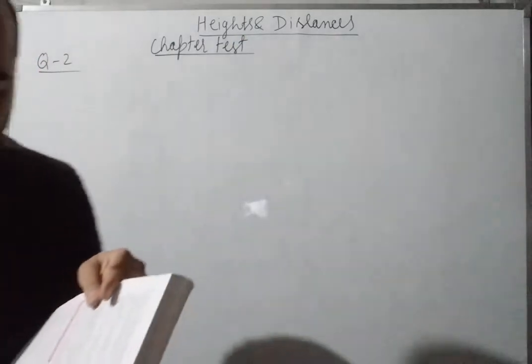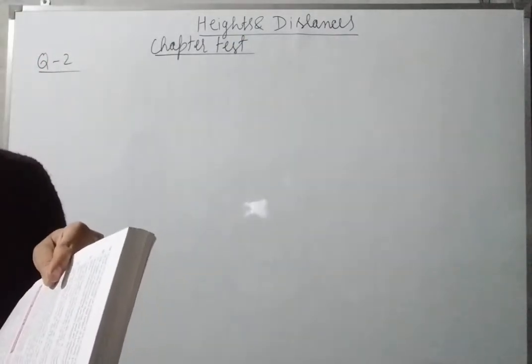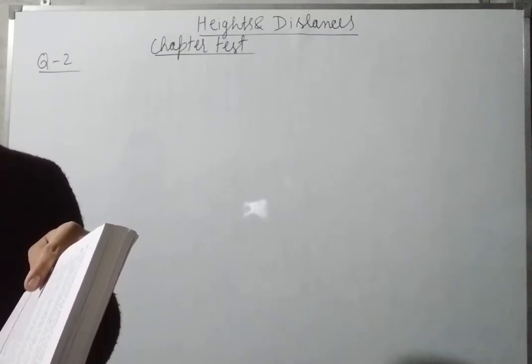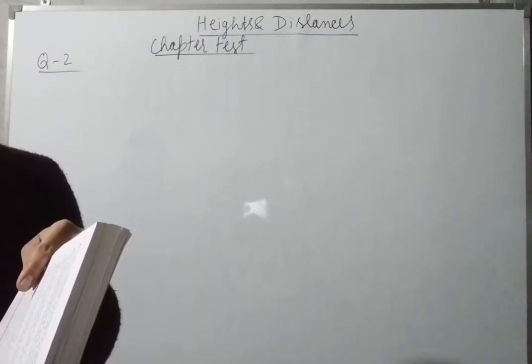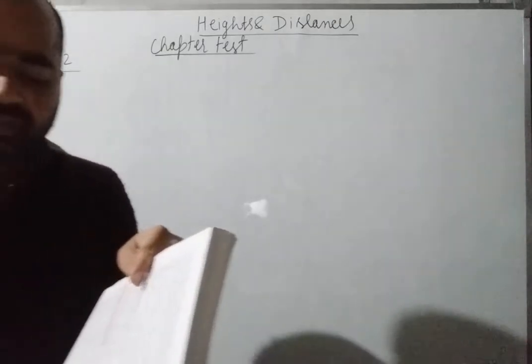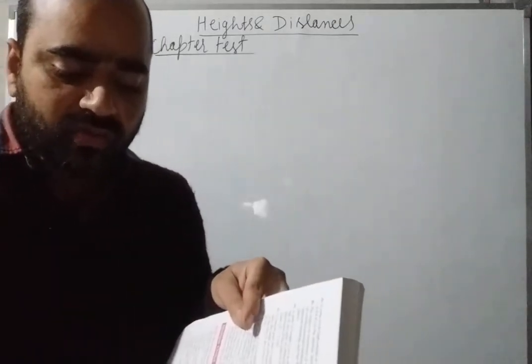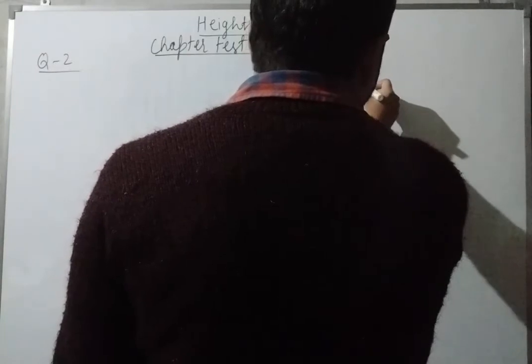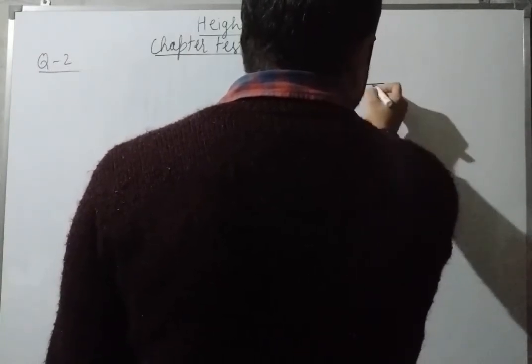So what is the question? An aeroplane 3000 meter high passes vertically above another aeroplane at an instant when the angles of elevation of the two aeroplanes from the same point on the ground are 60 degree and 45 degree. Okay. So one aeroplane is passing vertically above another aeroplane.